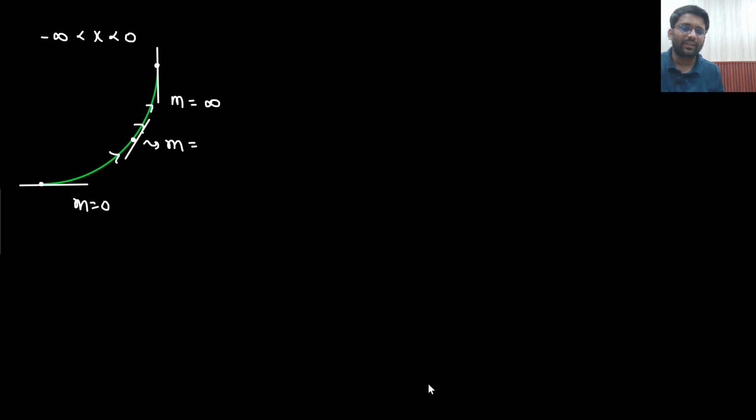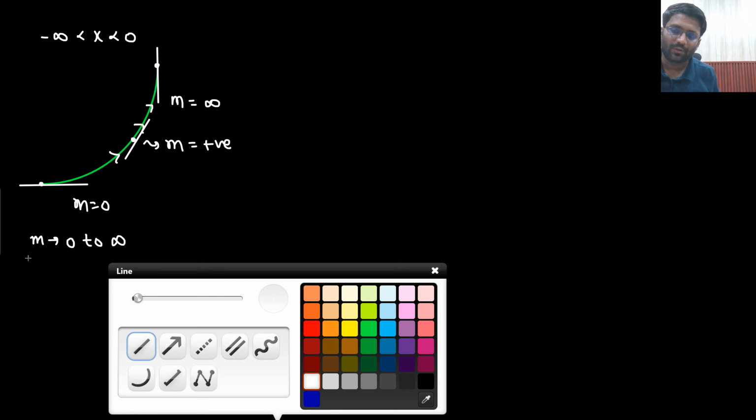Here, what is the slope? The slope is 0. And in between, if I take some points and draw the graph, I know that it is making a positive angle. What does that mean? Since it is making an angle less than 90 degrees, the slope is positive here. So the slope is increasing from 0 to infinity.